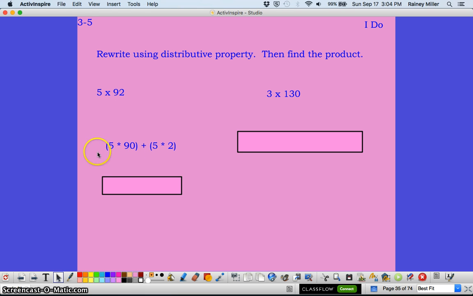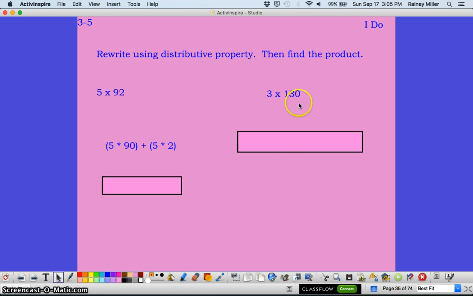Sometimes it makes it a little bit easier to think about because I can go, okay, 5 times 90. 5 times 9 is 45, so 450, and then 5 times 2 is 10, so 450 plus 10 is 460. Looking at this problem, I'm like, there's no way I can do that in my head. But if I break it apart like this, it's a little bit easier to do.